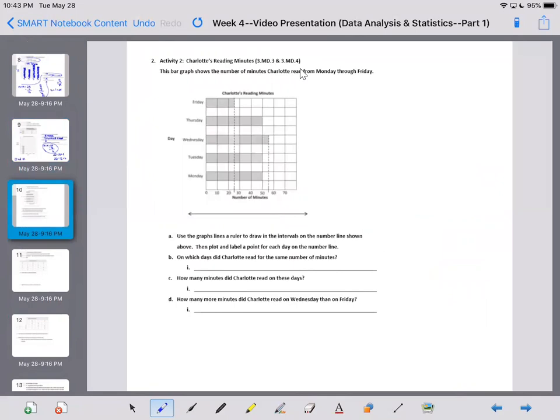Here is where we're asking to do a line plot based on a horizontal number line. Use the graph line ruler to draw in the intervals on the number line. So we know that we're going from 0 to 70. So we would look at intervals of 10.